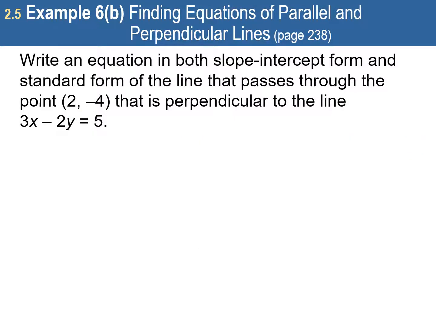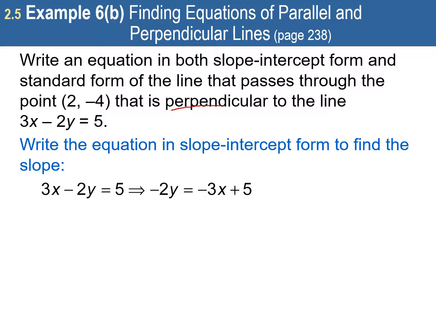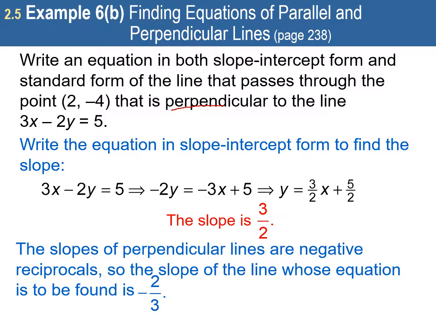Suppose I want to write the equation in both slope-intercept and standard form of a line that passes through (2, -4) and is perpendicular to 3x - 2y = 5. We again still want to solve this equation so that we have y = 3/2 x + 5/2. So again, we have the slope is 3/2. But now the slope of the perpendicular line is the negative reciprocal, so it's -2/3.